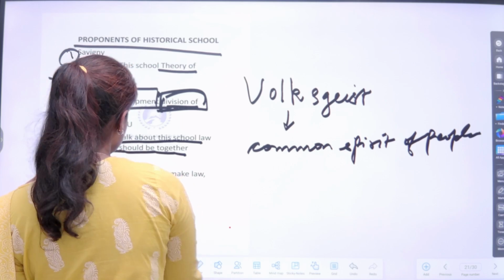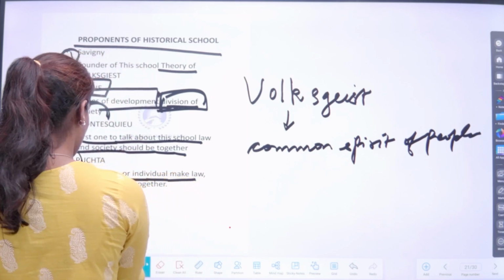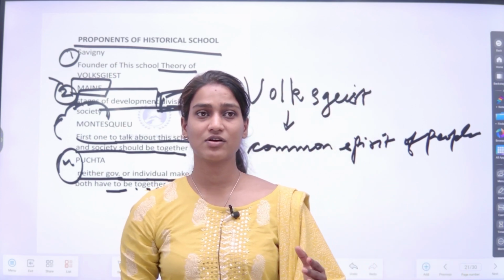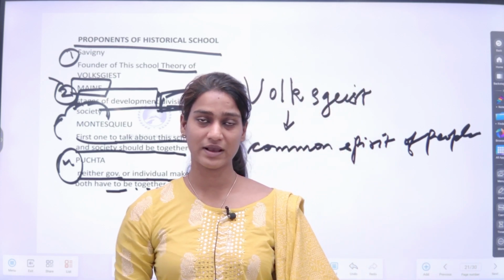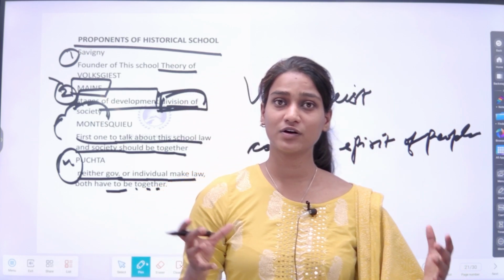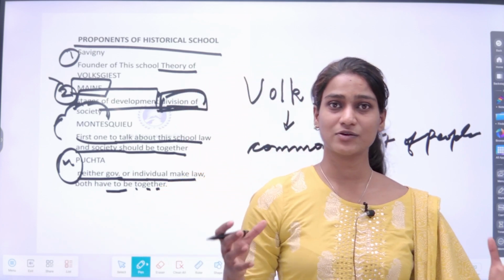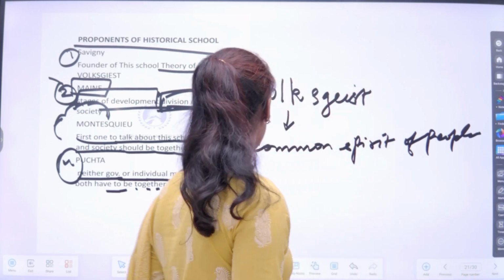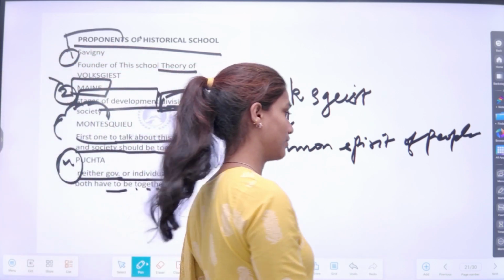Then the fourth is Puchta. Neither the government nor the individual alone makes law; both have to be together. According to Puchta, it's not that the government makes a law and that law has to be followed by citizens, but the individuals and the government have to work together to make a law which is to be followed, so that a correlation is established between government and individual. So this is what the proponents of the historical school have to say about law.